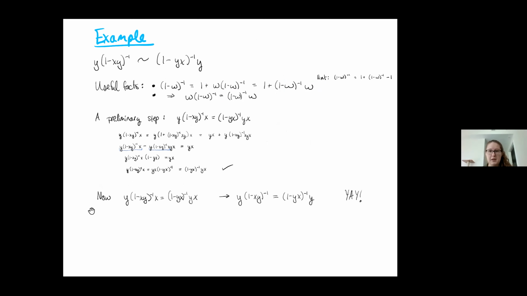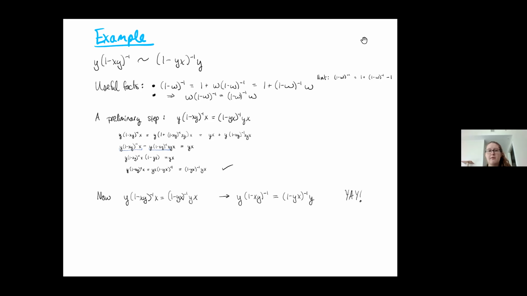All right, so here's our example. This is what we're trying to show, that y times (1 minus xy) inverse is basically the same, or can be transformed through algebra into (1 minus yx) inverse times y.